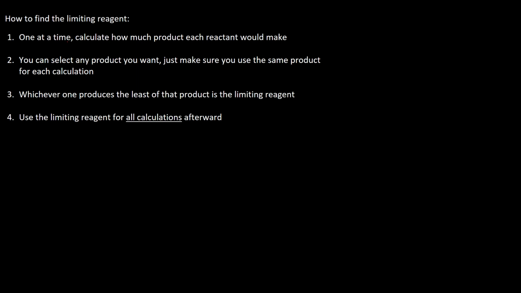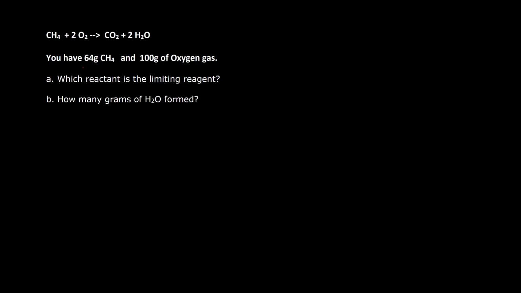So let's go through an actual example of a problem here. In this last part, we're going to go over an actual scenario that you might see. In this case, you can see we have a combustion reaction. You can always recognize combustion reactions because CO2 and H2O are the products, and oxygen is always one of the reactants. And you can see how this question might be asked. It says you have 64 grams of CH4. CH4 is methane. You could also call it carbon tetrahydride. And 100 grams of oxygen gas.